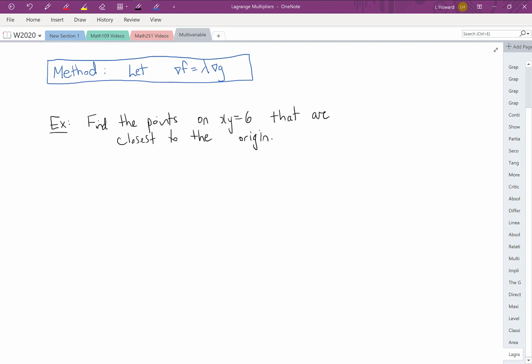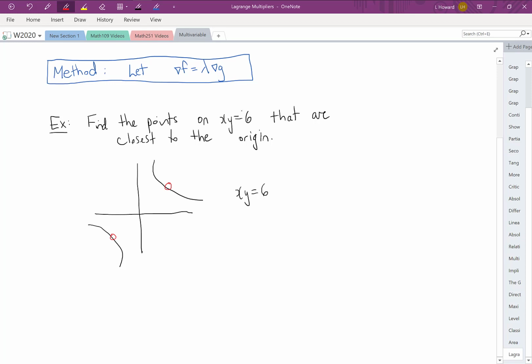So here's the problem that we'd like to solve. We want to find the points on xy equals 6 that are closest to the origin. Let's draw a picture, see what that might look like. So xy equals 6 is a hyperbola. Let's say it looks something like this. And we want to locate the points on the hyperbola that are closest to the origin. So maybe here and here. Looks to me geometrically like we'll have two different answers to the problem.